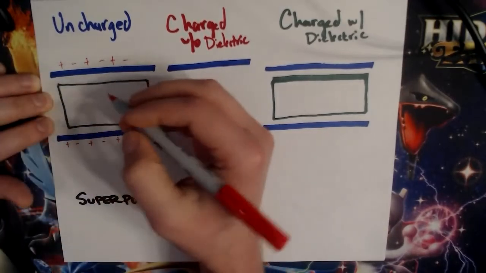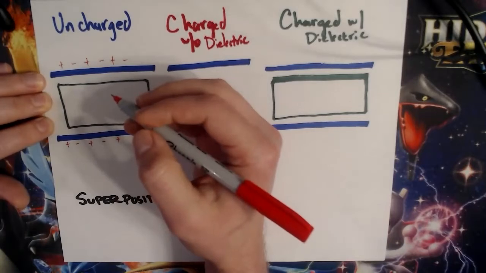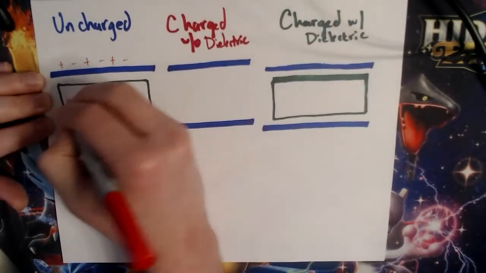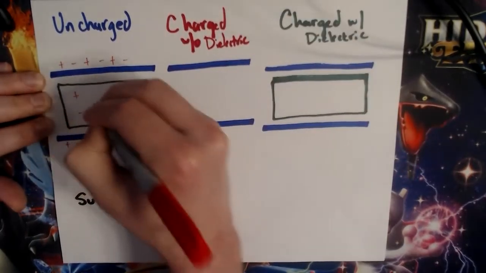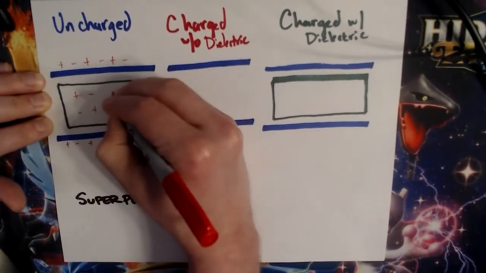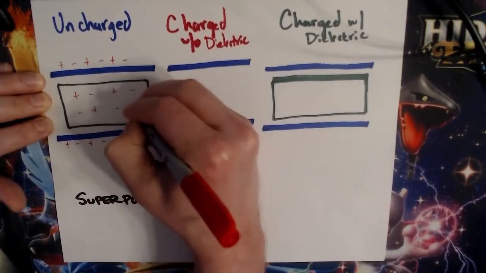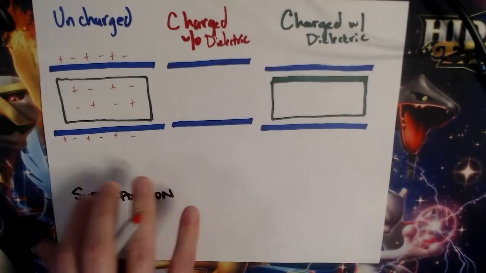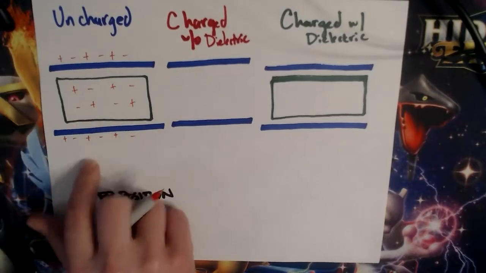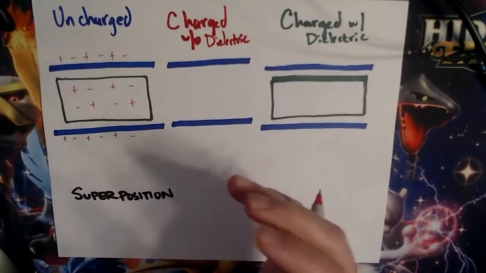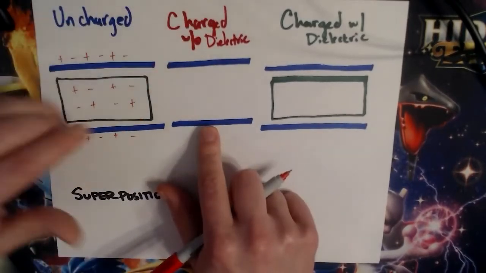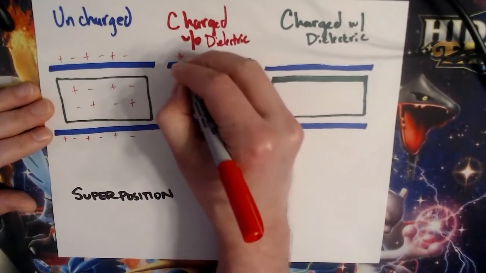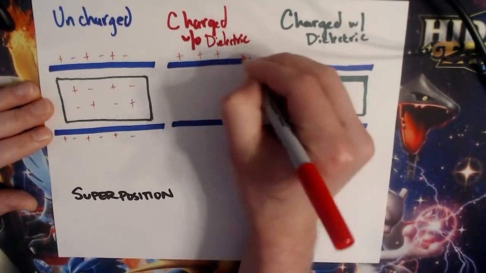So the same thing is true about this. So we have positive here, negative, negative, positive, positive, negative, negative, positive. So this is neutral, neutral, neutral. But what happens when I charge it? I connect a potential difference to it. This side would become, I don't know, we call it positive. It doesn't matter. But this side would be positive.